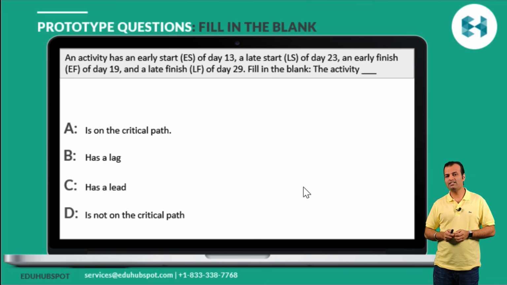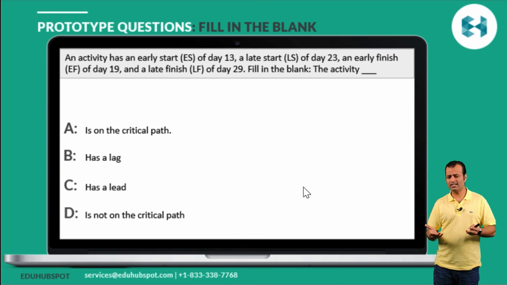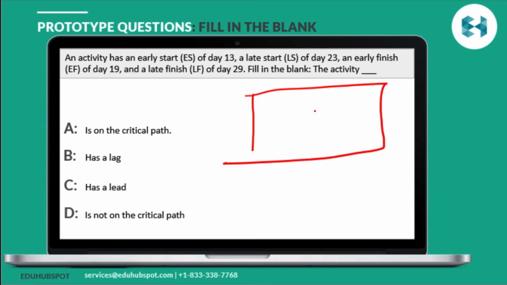Let's see the last type of question, which is: an activity has an early start of 13, a late start of 23, an early finish of 19, and a late finish of 29. Fill in the blank. So basically they are asking you fill in the blank type of questions. I know you may or may not know what is the correct answer or what is early start, early finish. It's absolutely fine. If you want me to explain, I can show it to you right now. So it says an early start. This is your early start. This is your early finish.